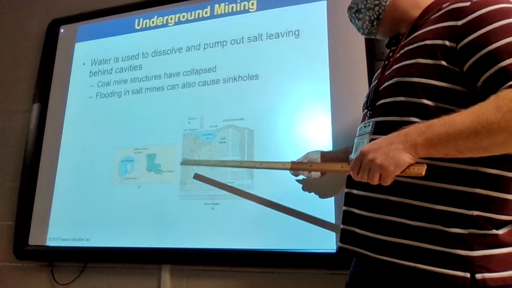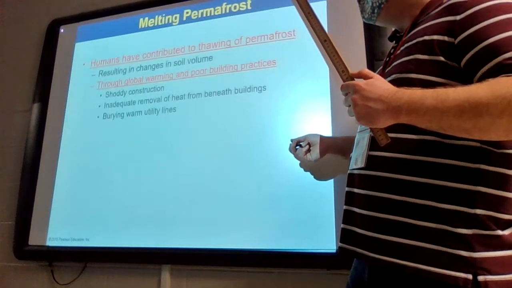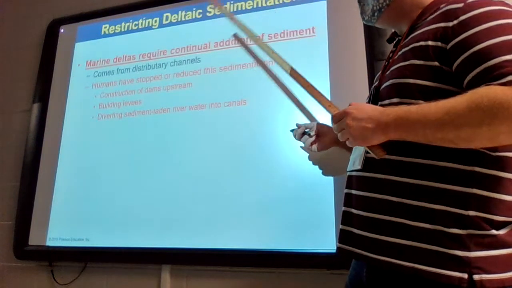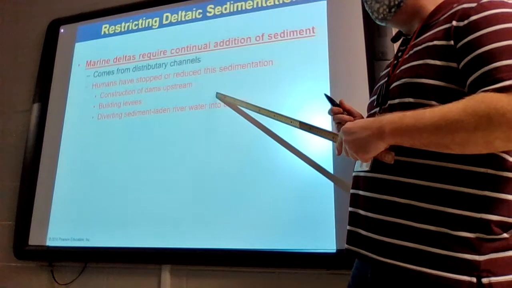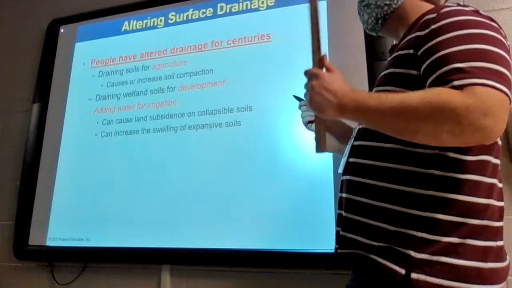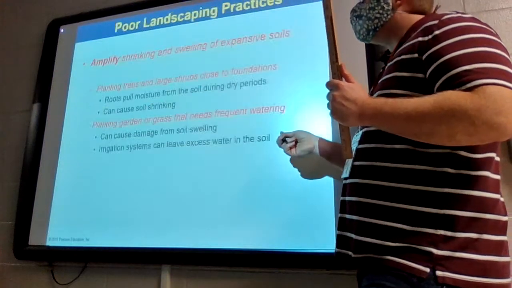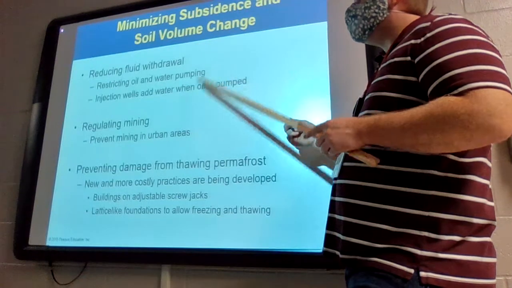Underground mining can obviously change how your water flows and whether your land sinks or not. Melting permafrost we talked about. Restricting deltaic sediment, so changing the way that a river flows or where it drops its sediments is going to be an altering kind of thing. Altering surface drainage, poor landscape practices, minimizing subsidence and soil volume change.